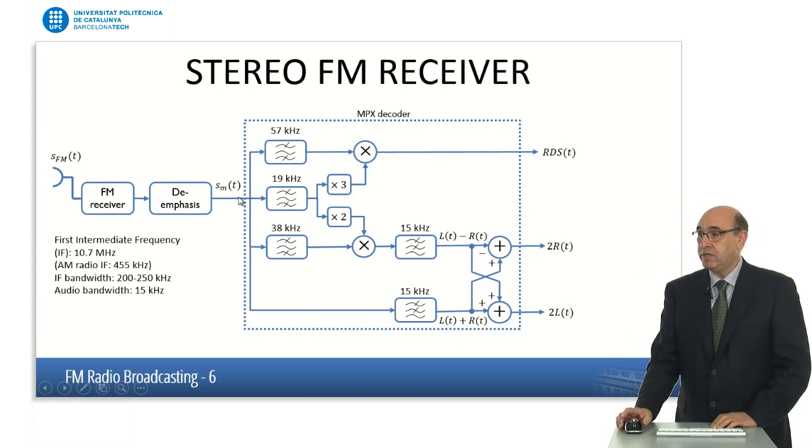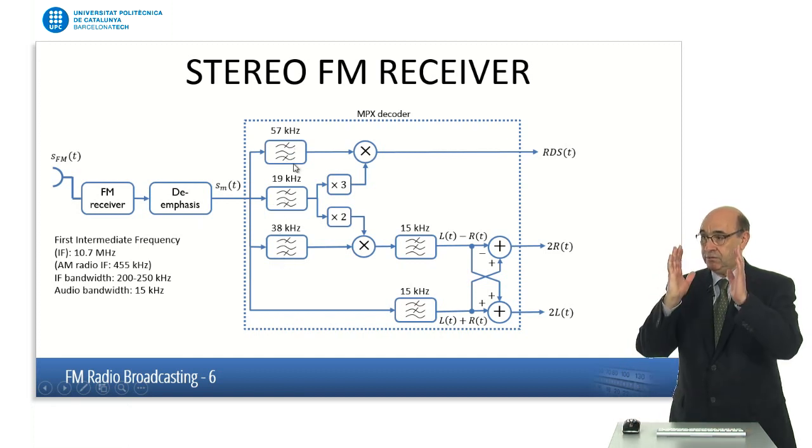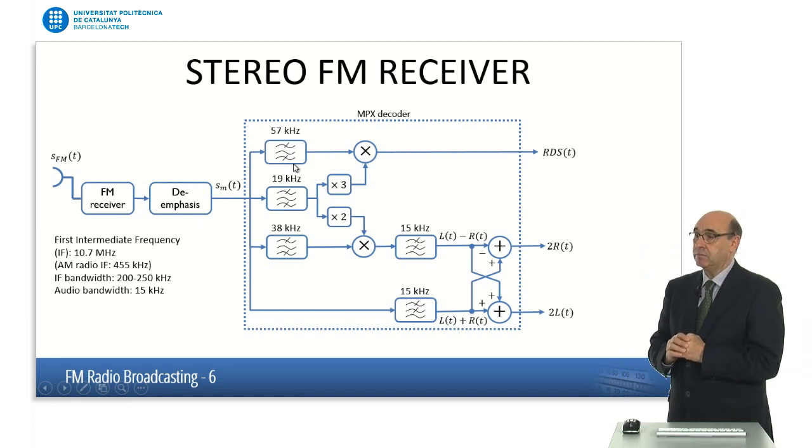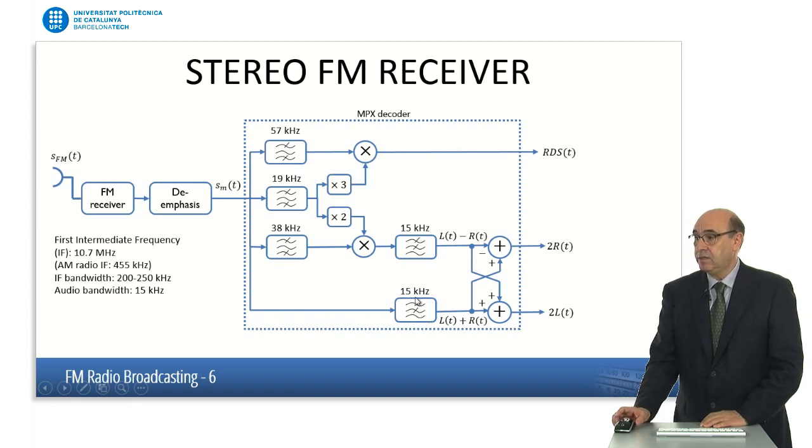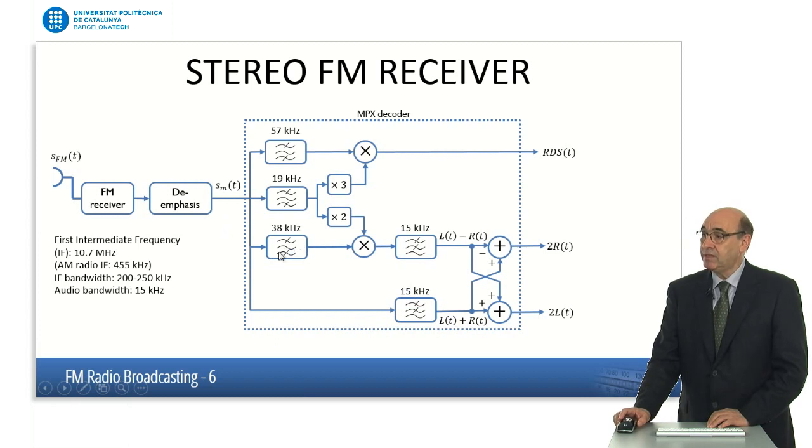And now the full signal enters a bank of filters where you separate the three frequency bands that make the baseband signal. You will see that there's one branch here that goes through a low-pass filter up to 15 kilohertz. So here you recover the left plus right. Then the double sideband suppressed carrier AM signal will go through this filter centered at 38 kilohertz. This is a bandpass filter. And here you have the pilot.